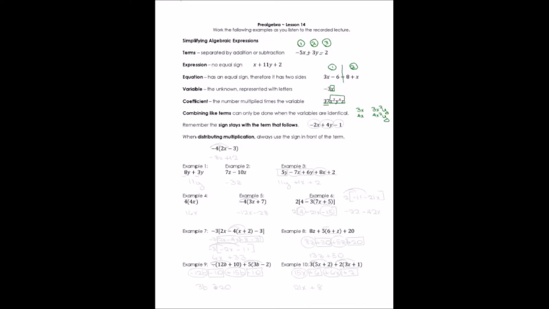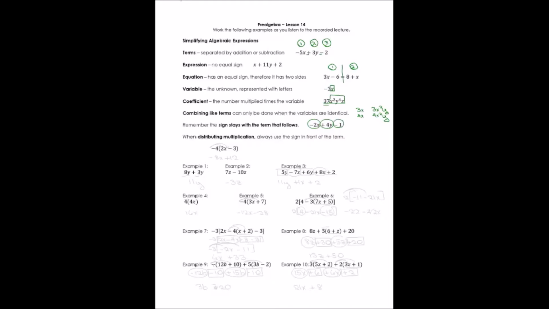Also, I want you to remember that the sign that is in front of the term stays with it. I said when I wrote it down, the sign stays with the term that follows the sign. So in this particular example, the negative sign in front of 2x stays with that term. The term is negative 2x. The positive in front of 4y stays with it. The term is a positive 4y. And the negative in front of the 1 stays with it. This term would be a negative 1.